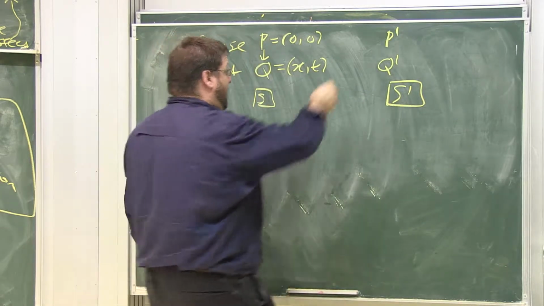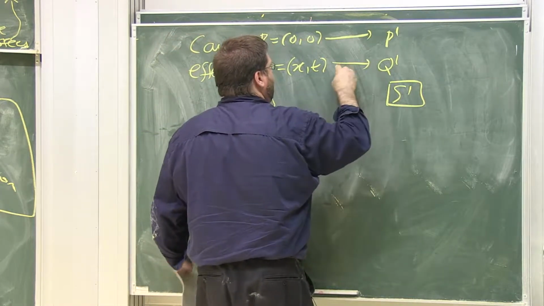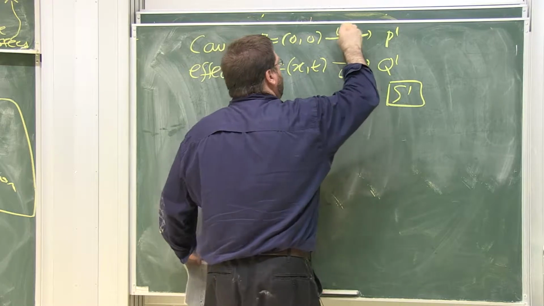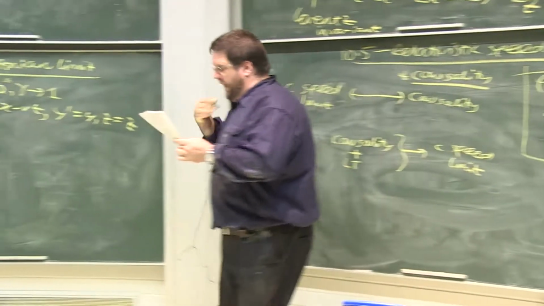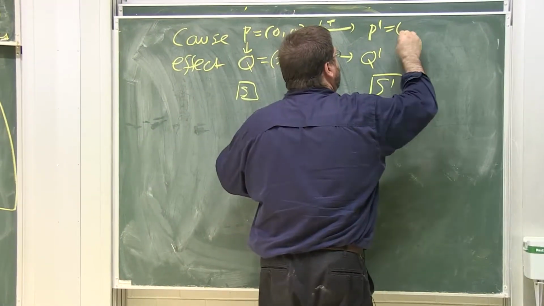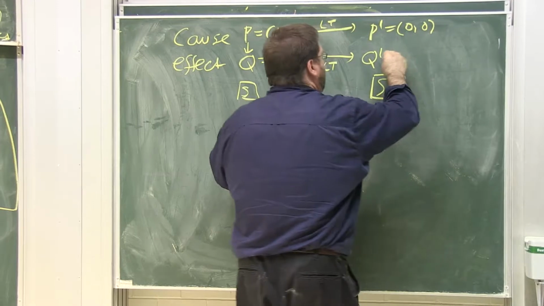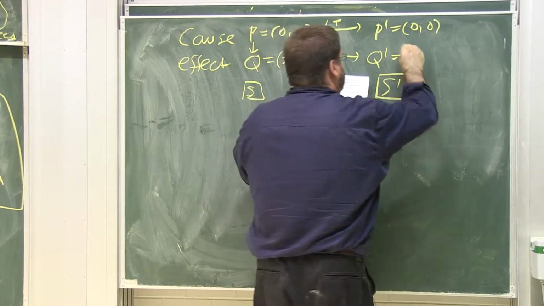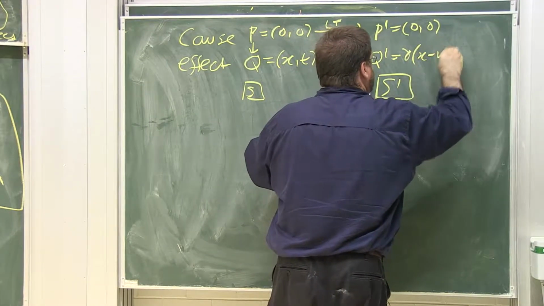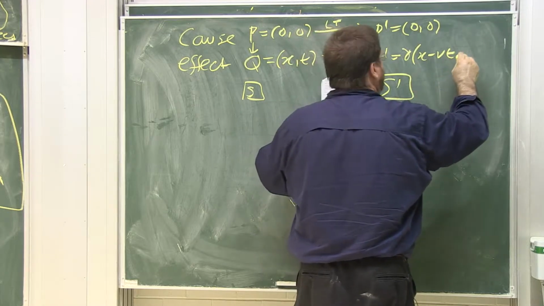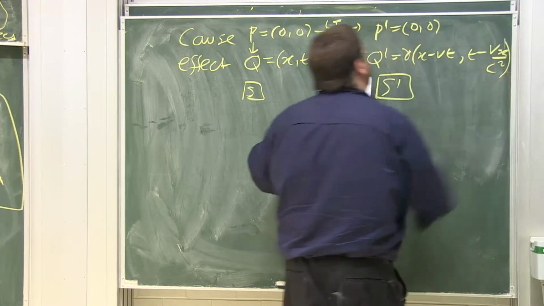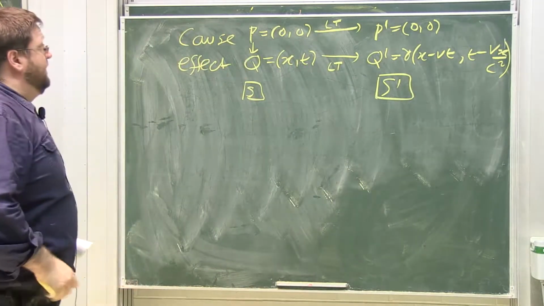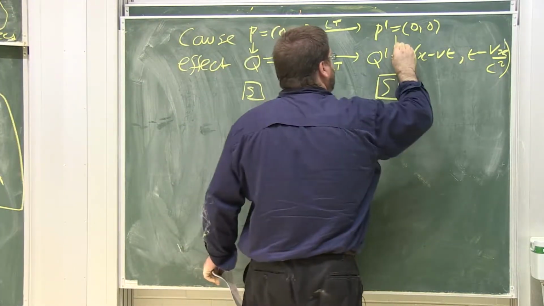And how do you get P prime and Q prime? You Lorentz transform. And you'll find that P prime is x prime equals naught, and t prime equals naught, and you'll find that Q prime is gamma into (x minus vt, t minus vx on c squared). So here we have the cause and effect described in two different inertial frames.